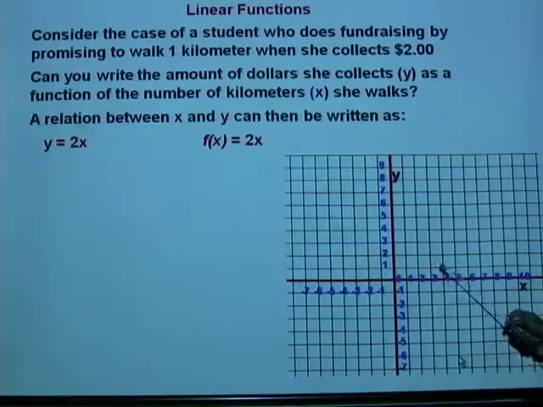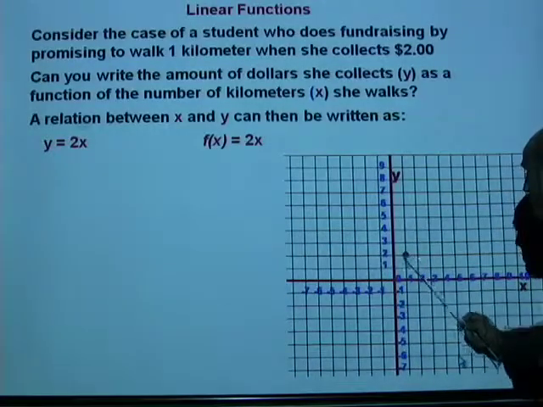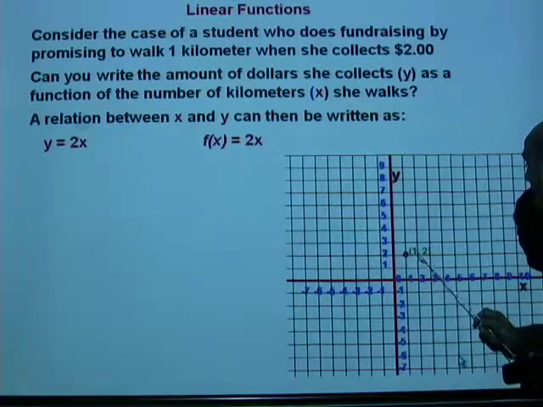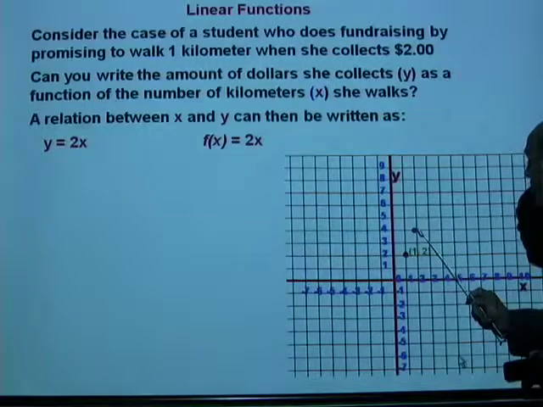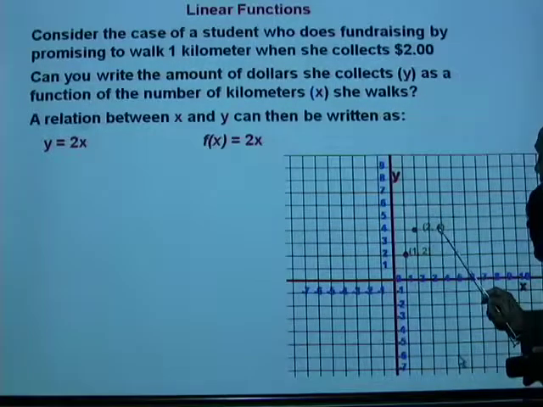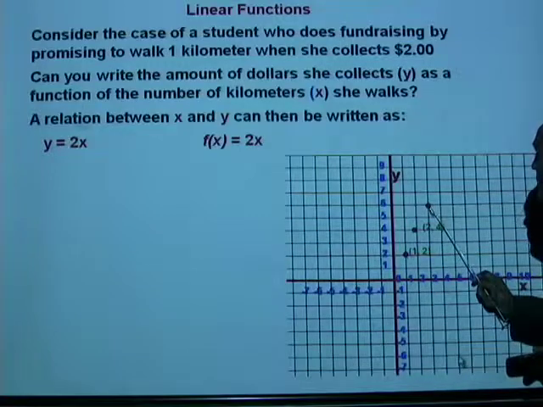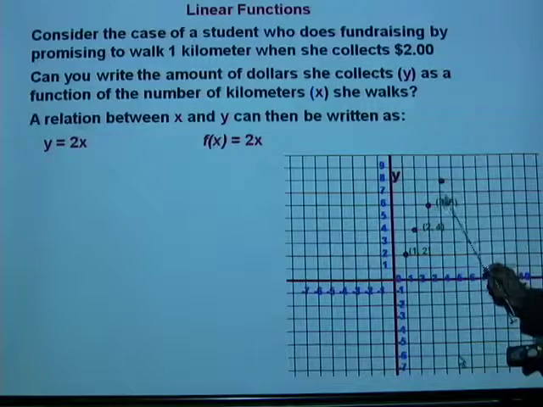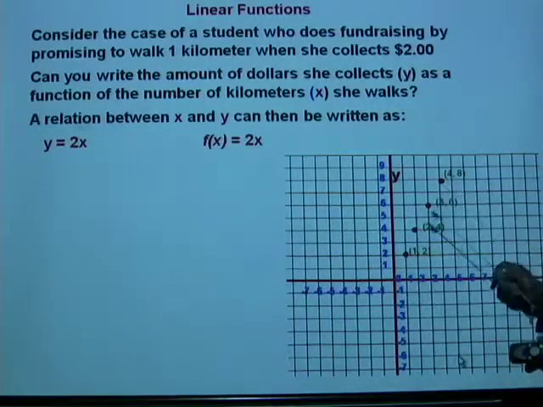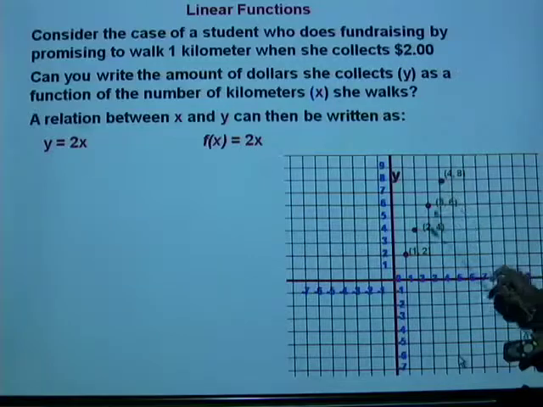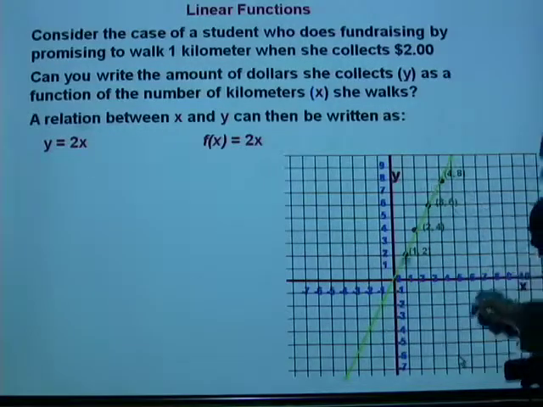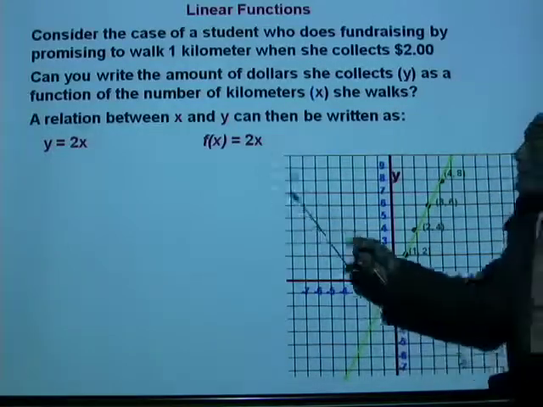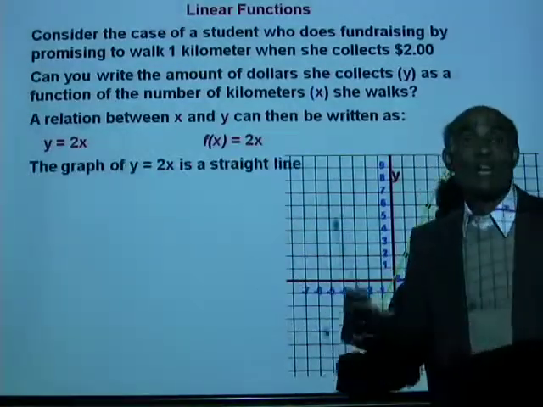Let's plot the graph. F of 1 equal to 2, x equal to 1, y equal to 2. F of 2 equal to 4, x equal to 2, y equal to 4. F of 3 equal to 6, x equal to 3, y equal to 6. Now look at these points. They are all along a straight line. F of 4 equal to 8, and that is the graph of the function. Now this graph is a straight line, and so we call this a linear function.